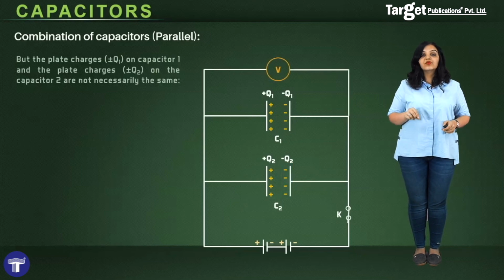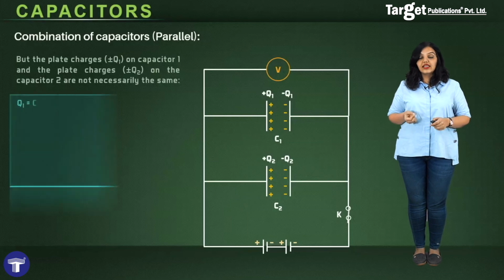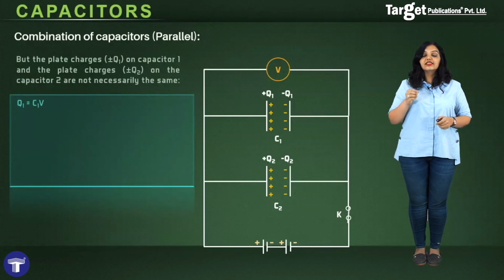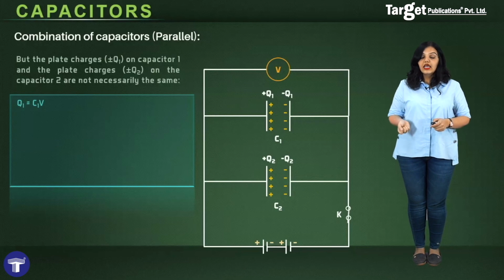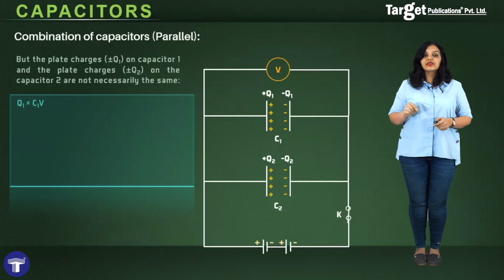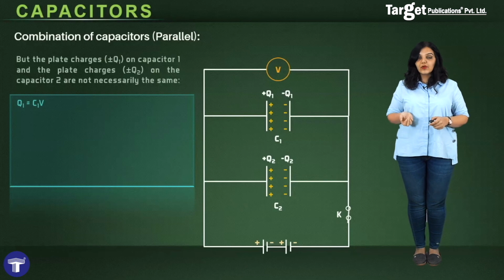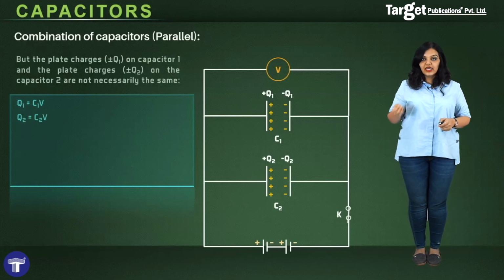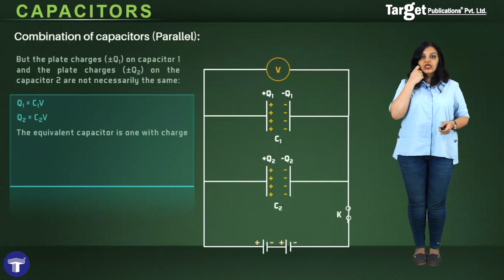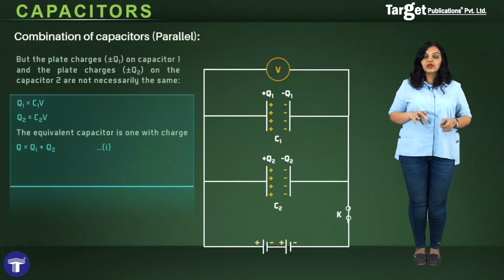Now, in this case, we will add up the charges. We will say that the total charge on the circuit is equal to the charge on the first capacitor plus the charge on the second capacitor. The charge on the first capacitor can be written as C1V from the capacitance equation, and the charge on the second capacitor, that is Q2, can be written as C2V, and then I say that the total charge of the entire circuit, that is the equivalent capacitor, will have a total charge of Q, which will be Q1 plus Q2.